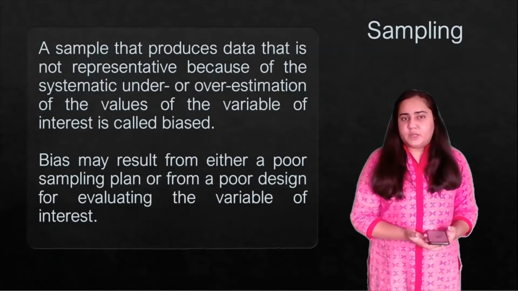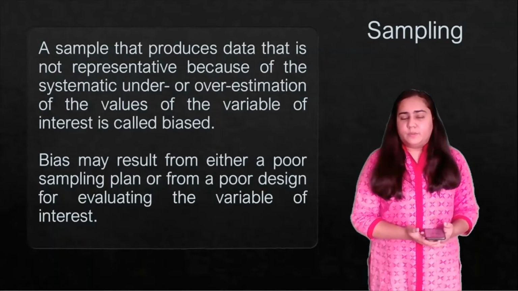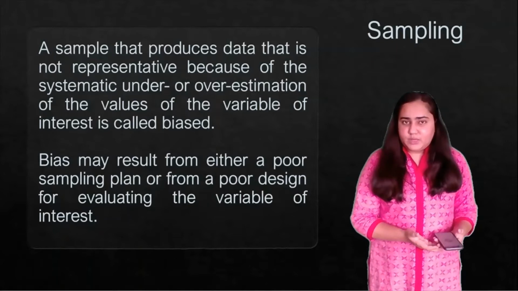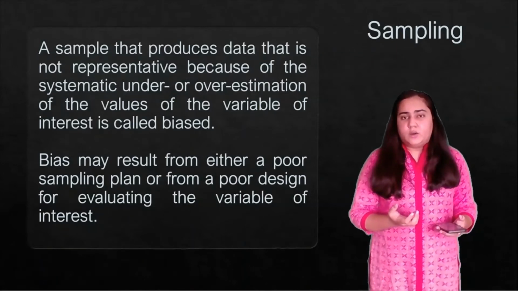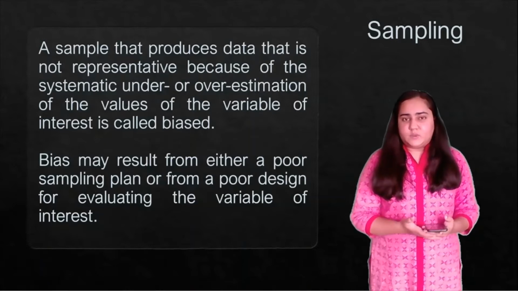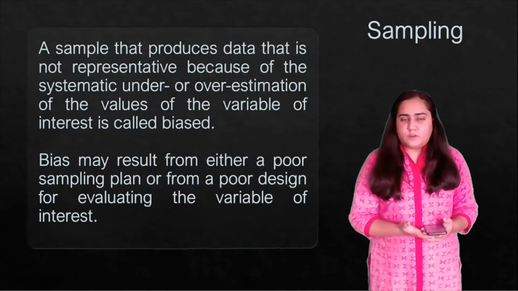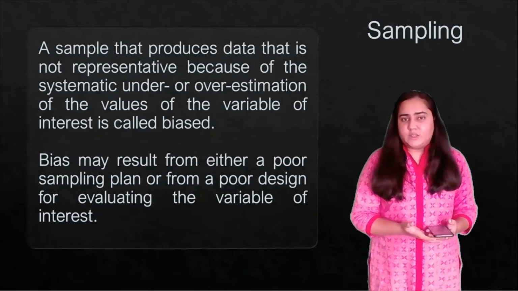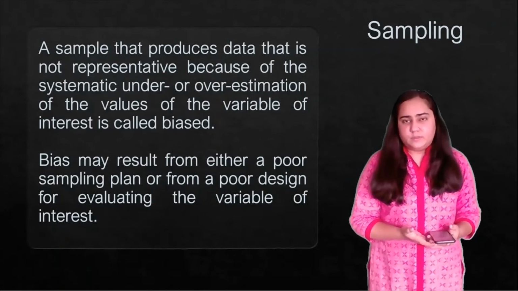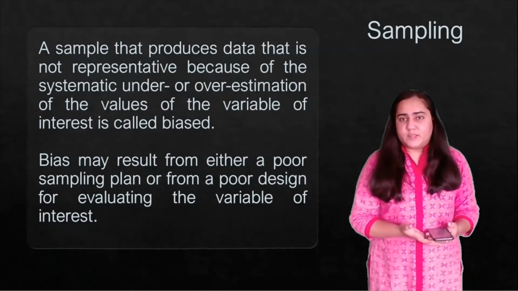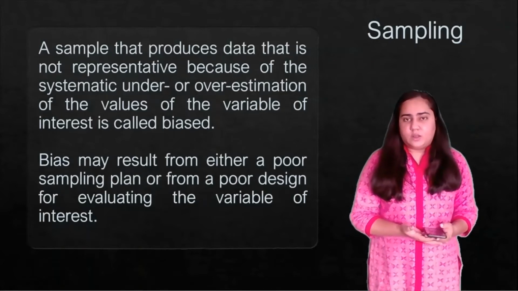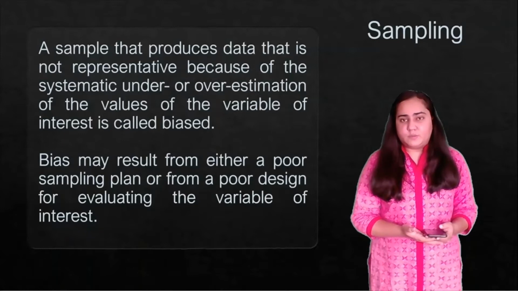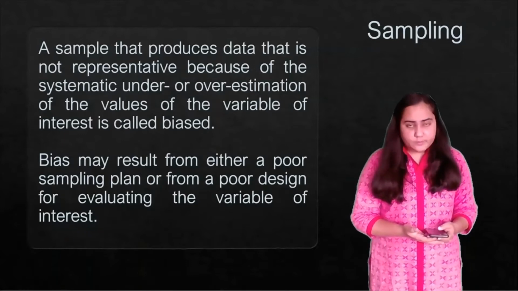So if you have bias in your sample, then it can result because of a poor sampling plan. You did not decide on the plan properly, and that's why there's a bias. Or it could result from a poor design for evaluating the variable of interest. So these are the reasons why sampling is very important, and we are going to see how you can do sampling, what are the different types of methods to do that.